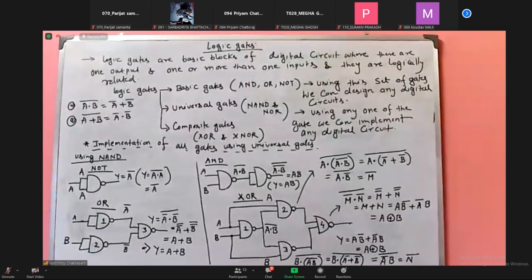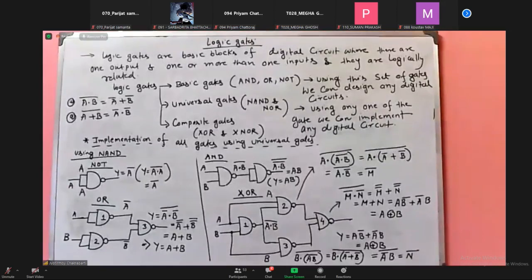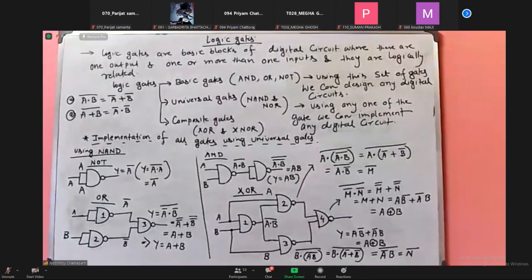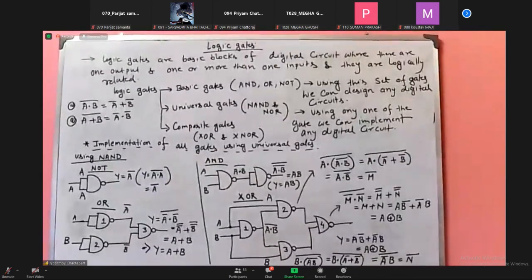আচ্ছা, আর একজন চ্যাটে কেউ কিছু লিখেছো দেখছি। যে এক্সর গেটে অর গেটে ডাইরেক্টলি করা যাবে কিনা। তোমাদের কি মনে হয়?